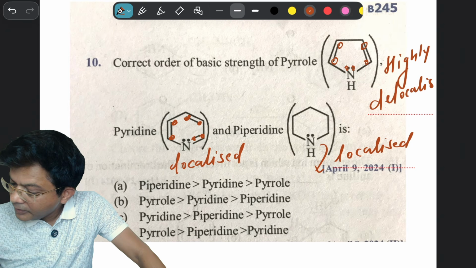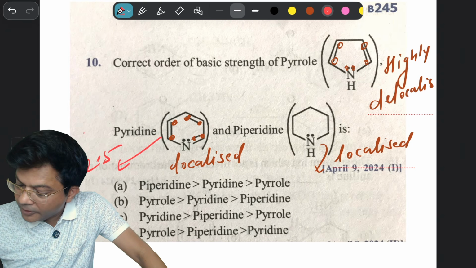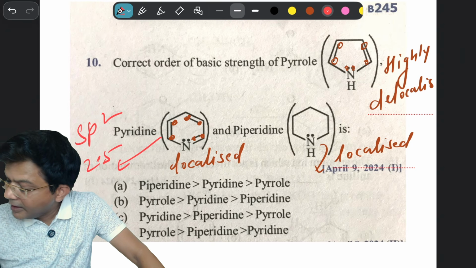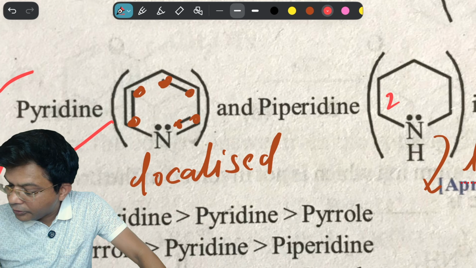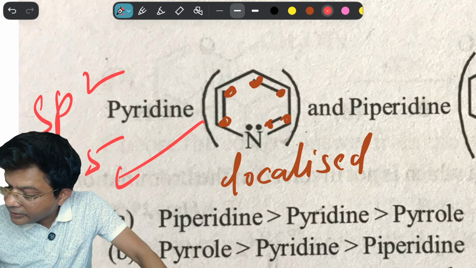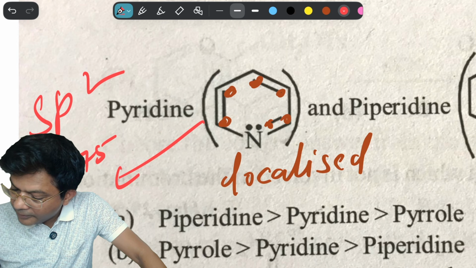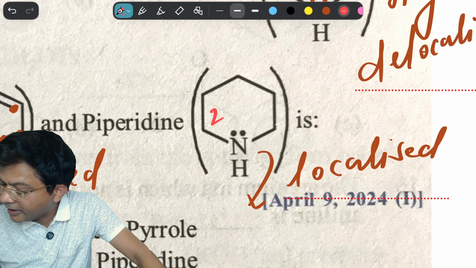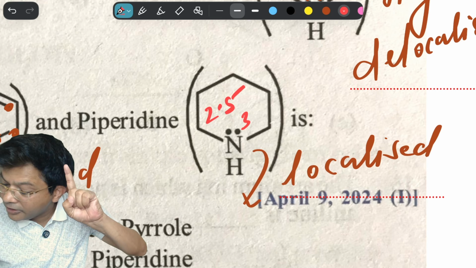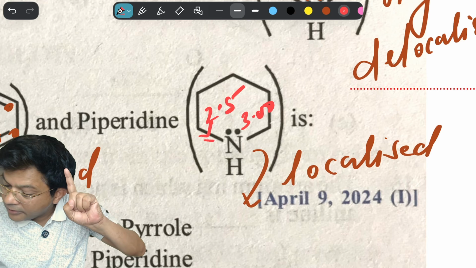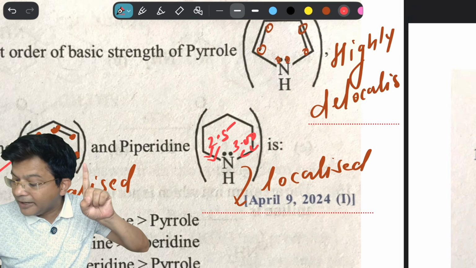But you see, the neighboring carbons here are sp2 hybridized, with electronegativity 2.75. Remember that 2.75. Whenever carbons are sp3 hybridized, it is 2.5. Nitrogen's electronegativity is 3. So who is the better donor? The one with 2.5 is the better donor.